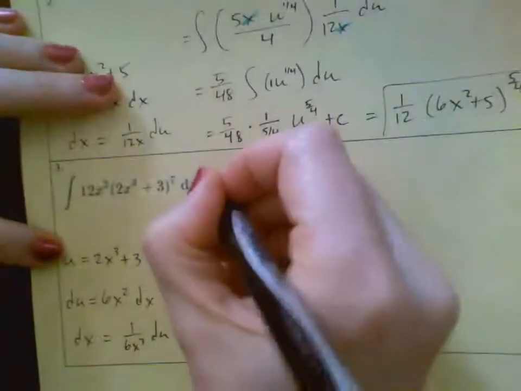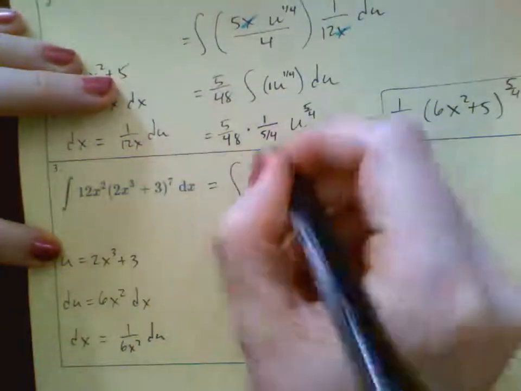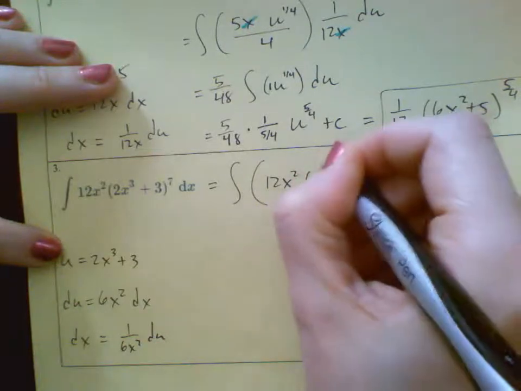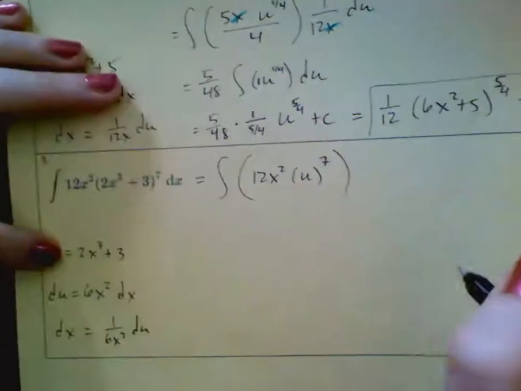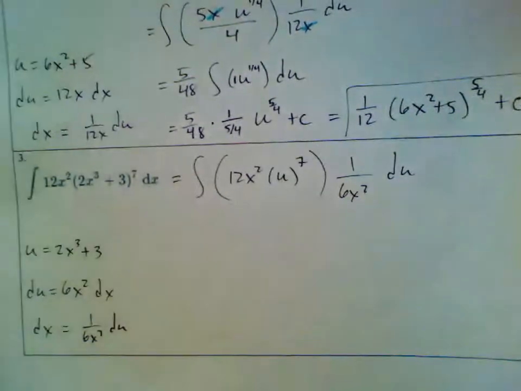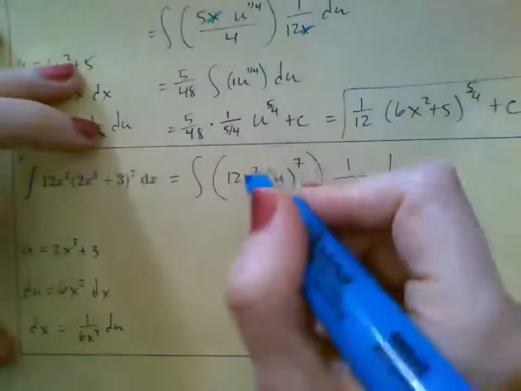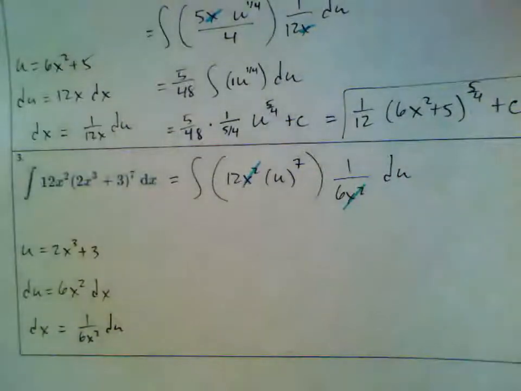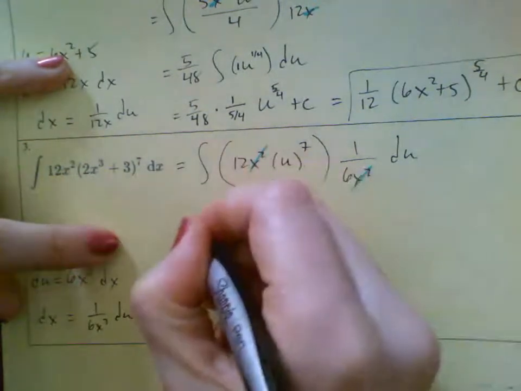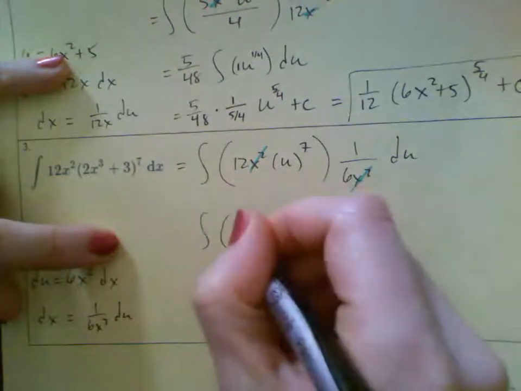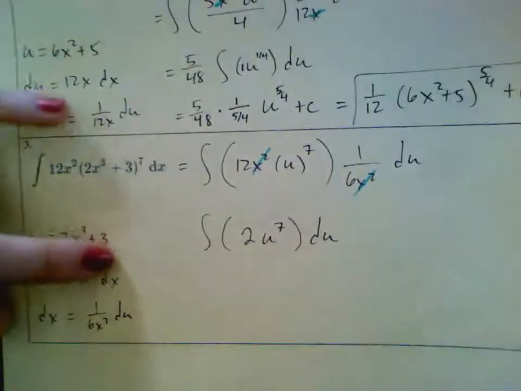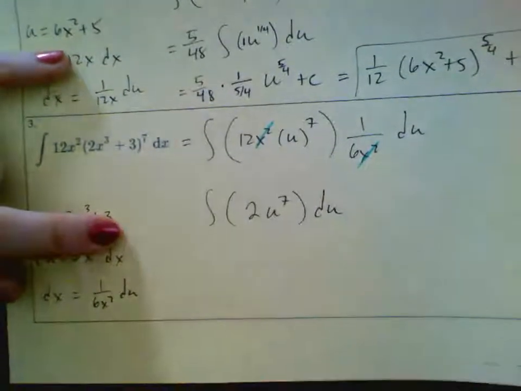All right, so this is equal to the integral 12x squared. And then this is u to the 7th. And then in for dx is 1 over 6x squared du. Okay, so these x squareds are canceling. And this time I won't pull the coefficient out front. So this is the integral of 2u to the 7th du. All right, so those canceled. And then the 12 divided by 6 is 2.